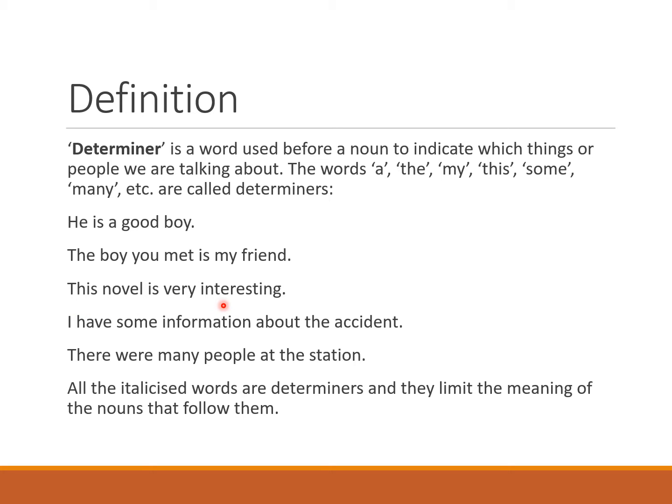"This novel is very interesting." In this line, this is a determiner. "I have some information about the accident." Here some and the are determiners. "There were many people at the station." Here many is the determiner and the is a determiner. So all the words that I mentioned are determiners and they limit the meaning of the nouns that follow them.